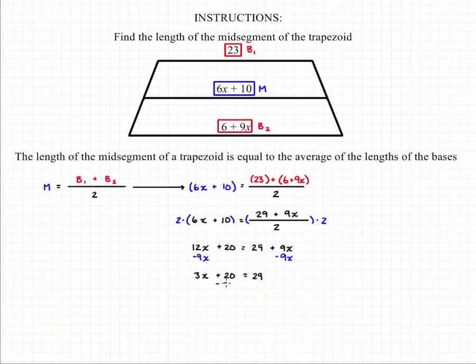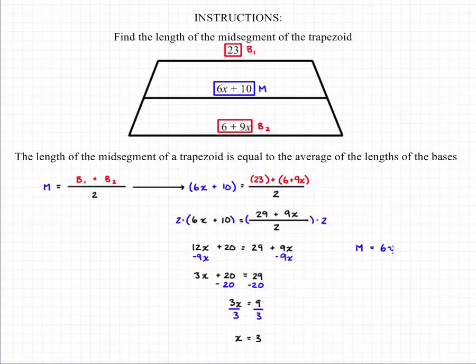We can then subtract 20 from both sides of the equation, and we'll have 3x being equal to 9, and if we then divide both sides of the equation by 3, we'll have our value for x, which is that x is equal to 3. However, what we're looking for is the length of the midsegment.